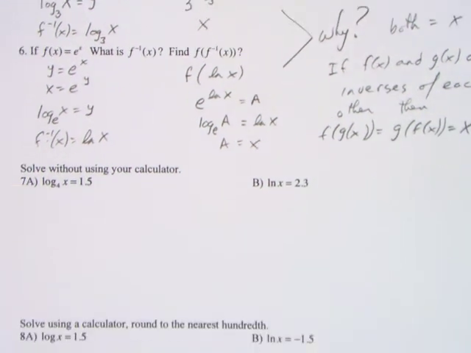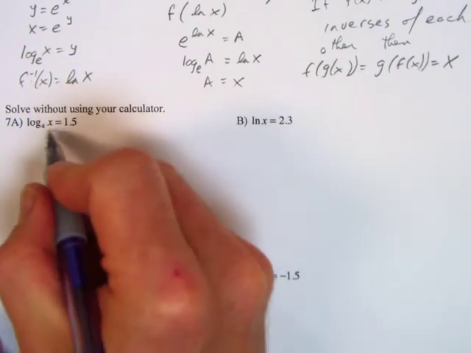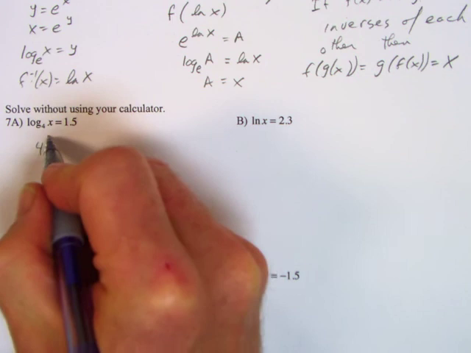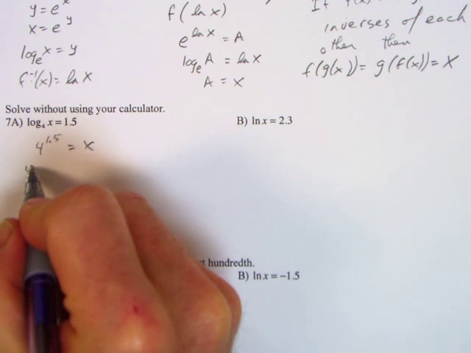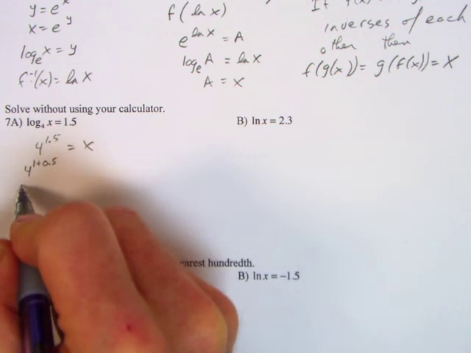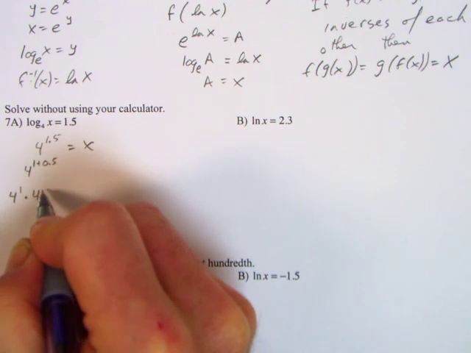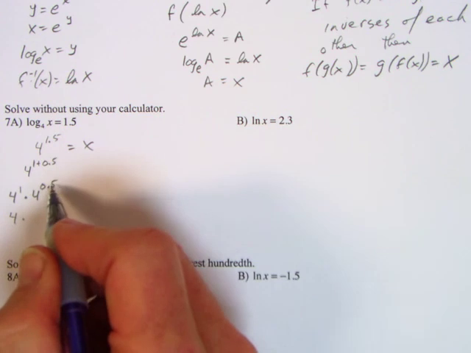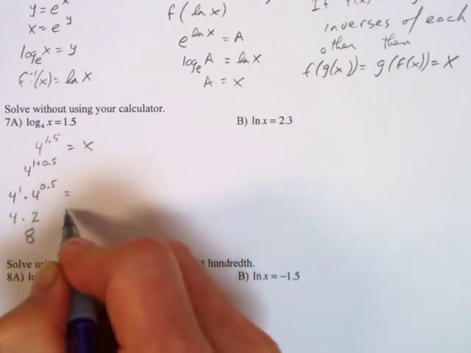All right, next one. Solve without using your calculator. Transform this. We have 4 as our base of the log, so that's going to be the base of our exponential. Log is an exponent. 4 to the 1.5 equals x. Now, how do I simplify that without using my calculator? This is the same as 4 to the 1 plus 0.5. Now, if I undo the adding of the exponents, this is 4 to the 1 times 4 to the 0.5, which is, 0.5 is 1/2, that's a square root. What's the square root of 4? 2. So that gives me 8.